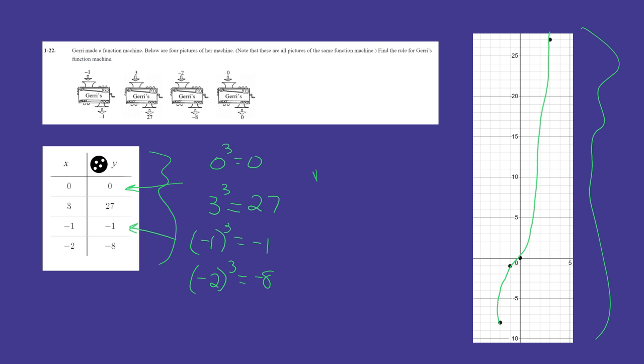So I'm going to go ahead and say the f of x equals x to the third. And now let's see what Desmos says.